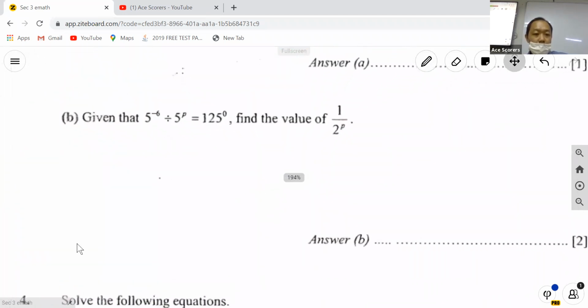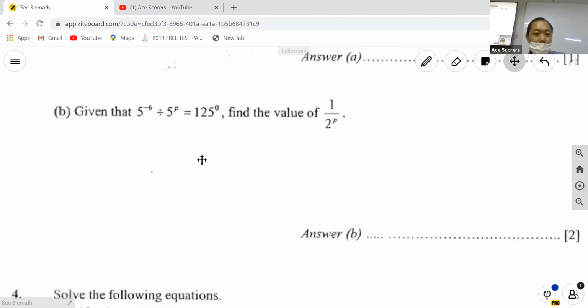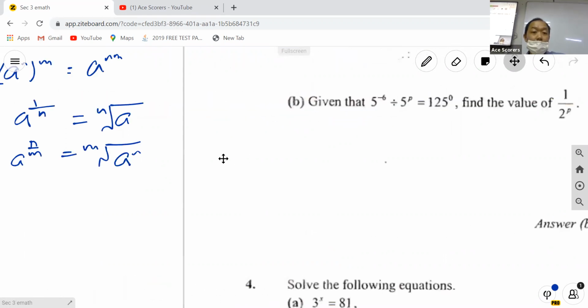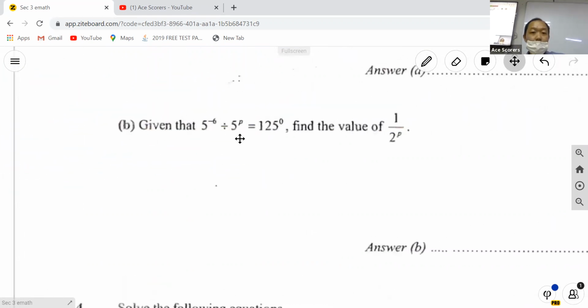Given this thing, 5 to the power negative 6 divided by 5 to the power p equals 1 over 125. Find the value of 1 over 2 to the power p. Do you know how to do this? Why not I let y'all see the rules and then you try this. What's the theory? The theory is you want to make the base the same.